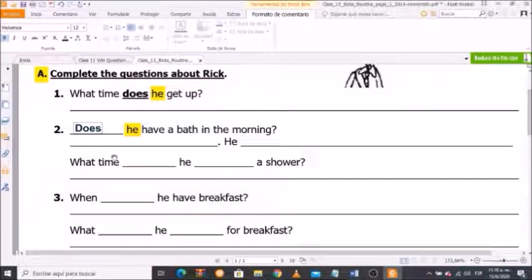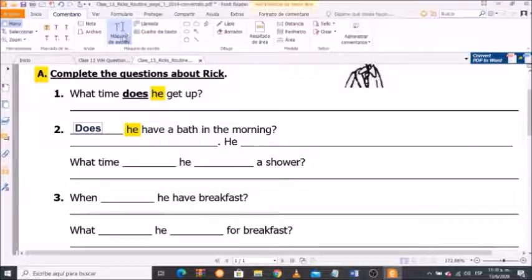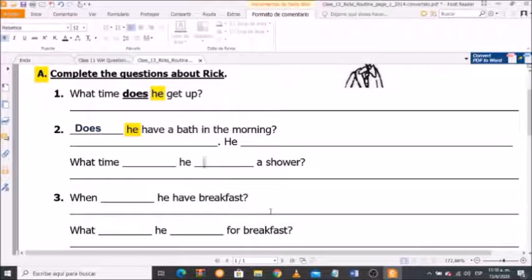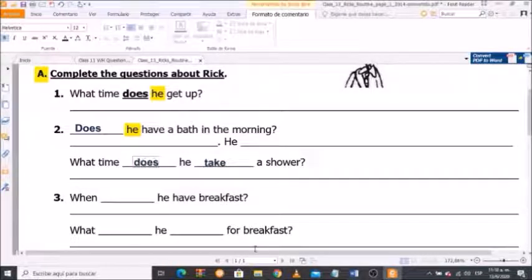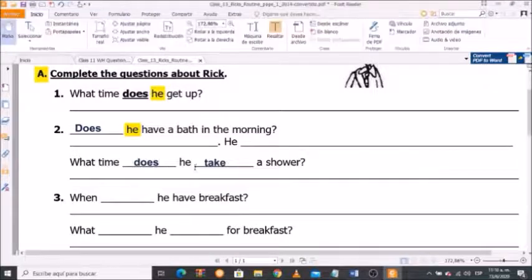Okay, then, what time he a shower? What time and what do you do with shower? You take a shower. Very good. So, what time does he take a shower? Sí, entonces recuerden que como nuestro sujeto es he, vamos a usar does.